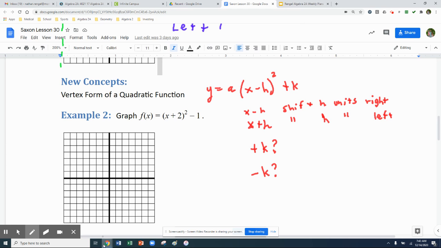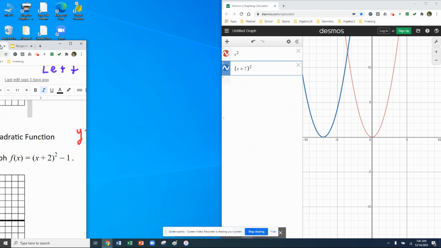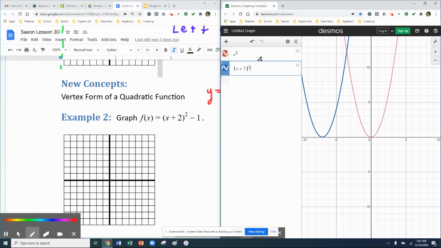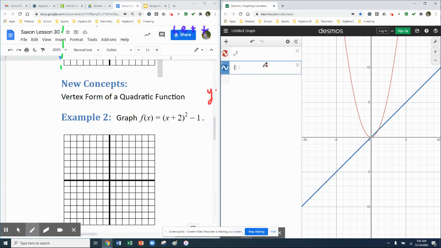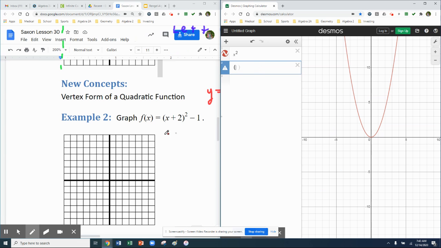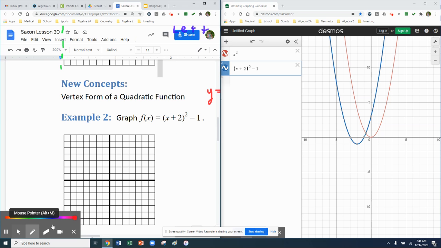So heading back to Desmos, we'll take a look at putting in this second function. Next I'm going to put in f of x equals x plus 2 and then minus 1. Now the x plus 2 is very similar to what we did in the first problem. Instead of shifting 7 to the left, I'm only shifting 2 to the left.